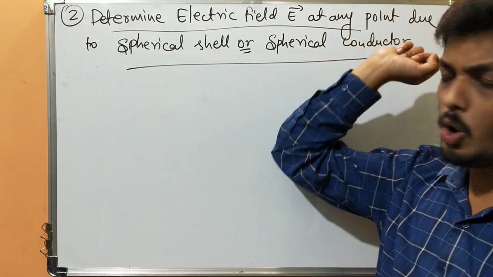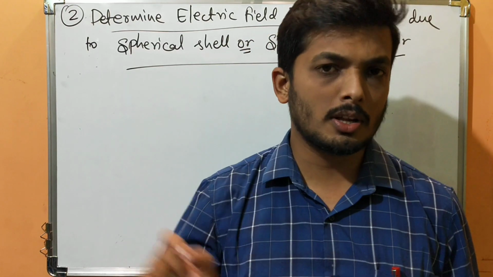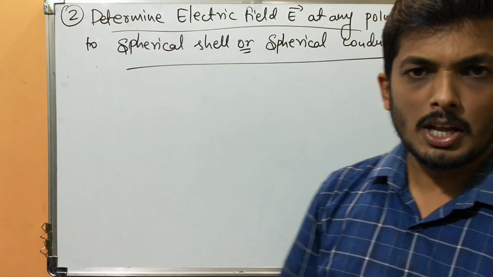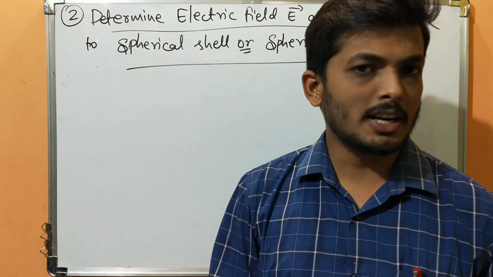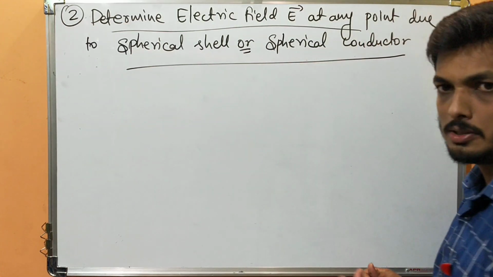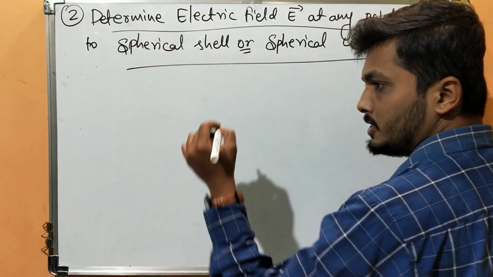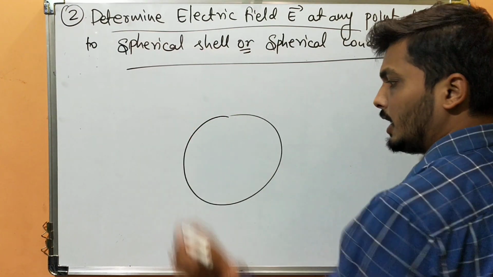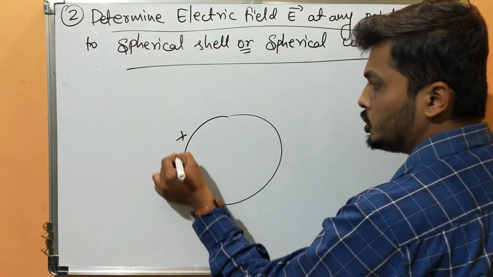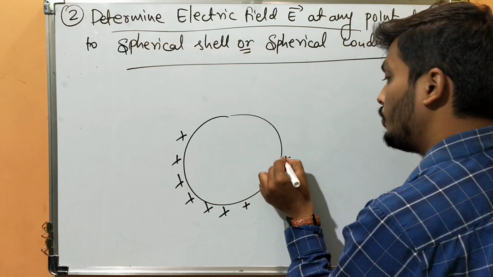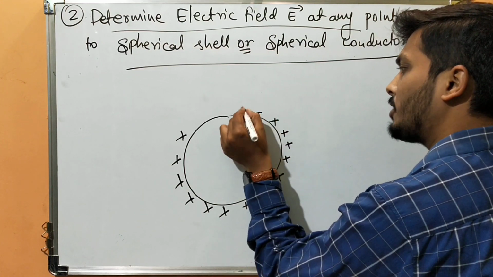They have not particularly mentioned whether you should find it here or there, just at any point. So let us find it somewhere outside the shell, on the shell, and maybe inside the shell, and see what electric field we get in the different cases. It is very important to understand the diagram first. Here I have a spherical conductor where charge is distributed on its surface. I hope you know the charge always resides on the surface of the conductor.